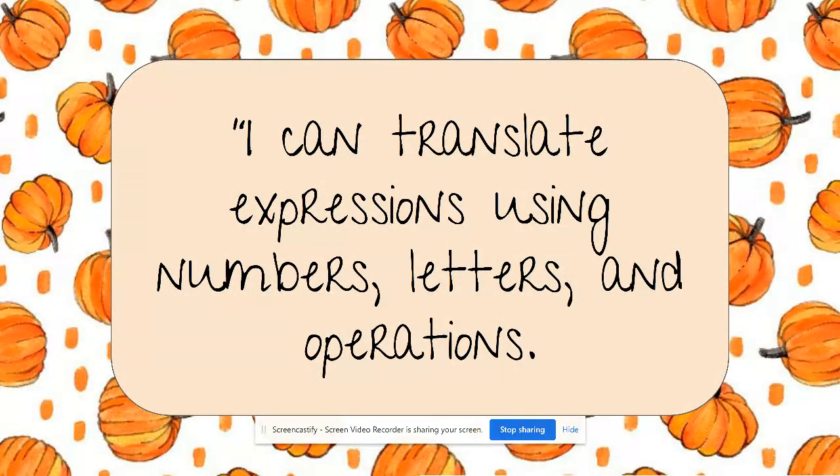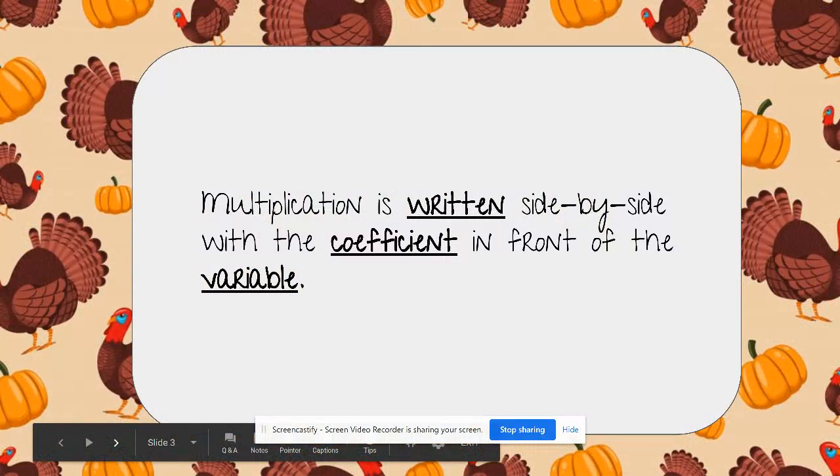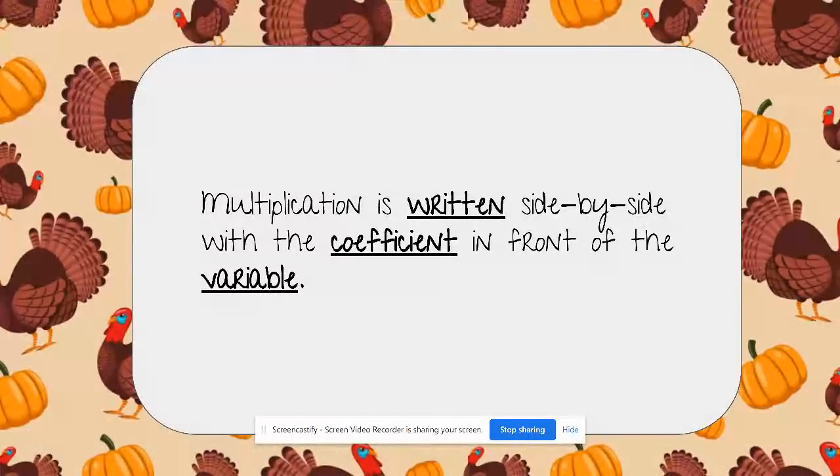So yesterday we just did addition and subtraction with translating, right? Today we're going to do multiplication and division. Multiplication and division is actually easier than addition and subtraction when translating. So your blanks for today are multiplication is written side by side with the coefficient in front of the variable. That's your blanks. So make sure you fill in those blanks in your packet.